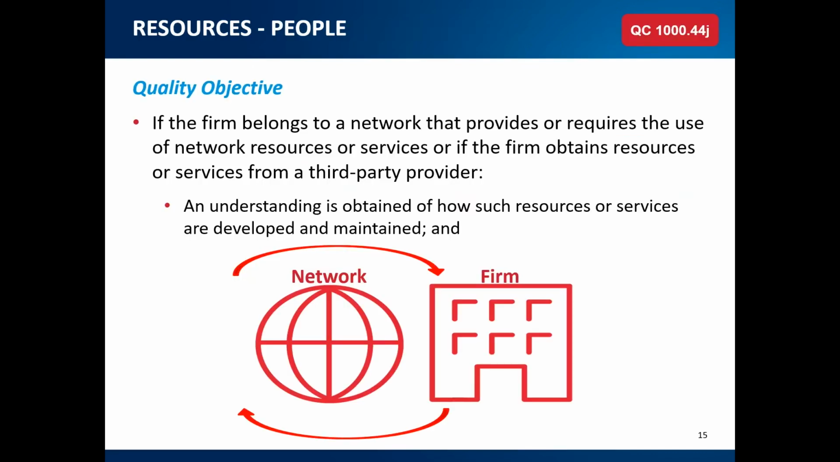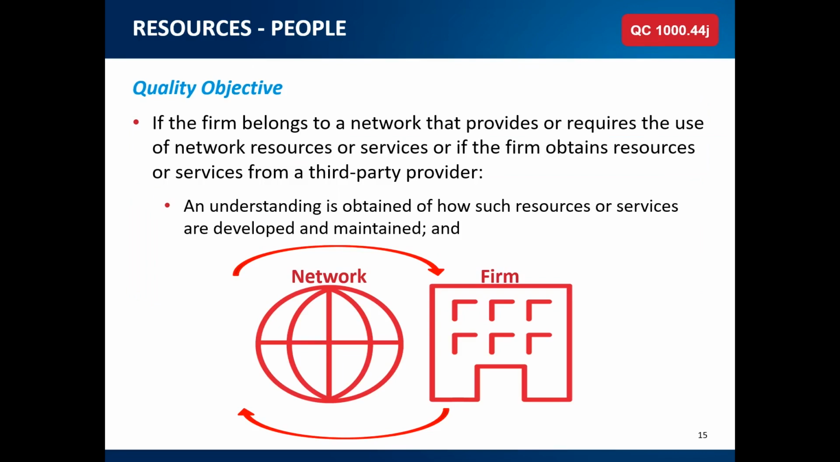If a firm uses resources or services from the network it belongs to or from a third-party provider, the firm needs to obtain an understanding of how the network or third-party provider develops and maintains the resources or services. For example, if a firm uses a centralized independence function managed by the network, it would need to understand how firm personnel are being selected for independence confirmation testing and how often.